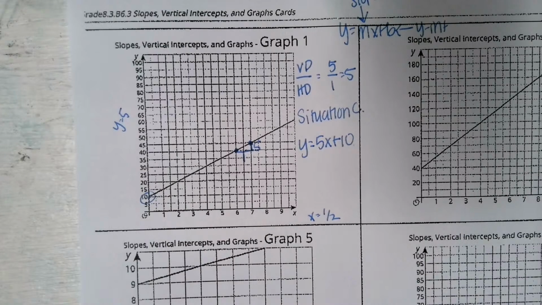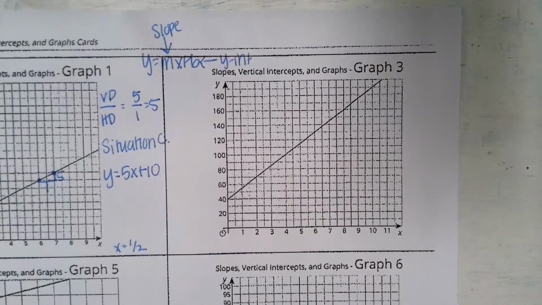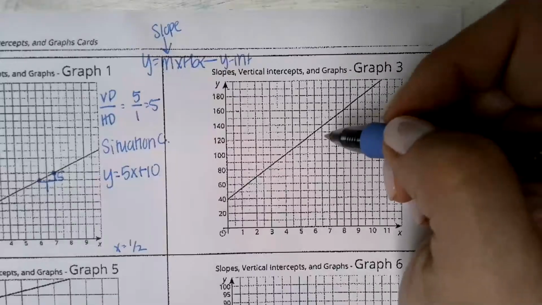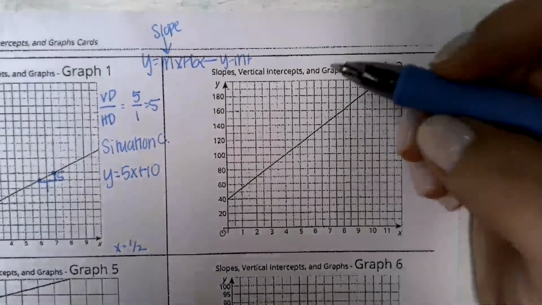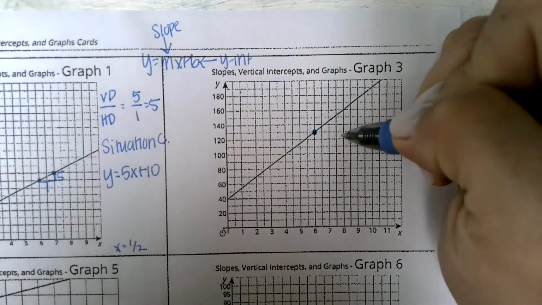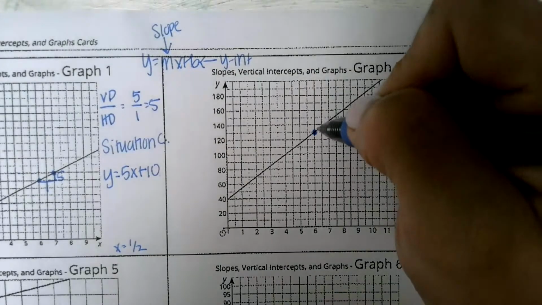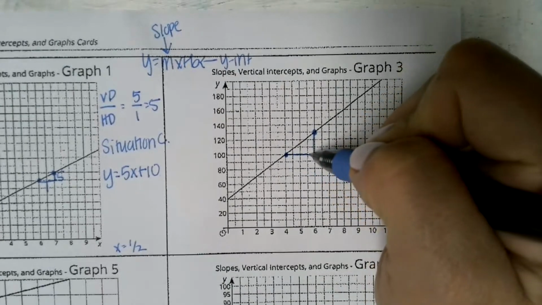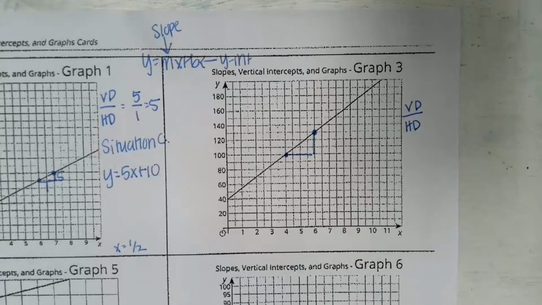All right, let's do the next graph together. Okay, it's actually graph 3, so we're just going to move on over to graph 3. So for graph 3, we are going to plot 2 really good points. So I'm going to plot one here and let's see here and right here. I'm going to draw my slope triangle. I have a vertical distance and a horizontal distance. That's how I find my slope.